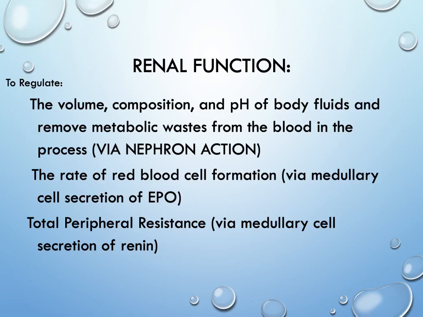Most of this action is going to be taking place within the functional unit of the nephron. It's going to be involved with the production of erythrocytes, the RBCs, via secretion of EPO. It's going to be involved with regulation of total peripheral resistance through the production of renin.